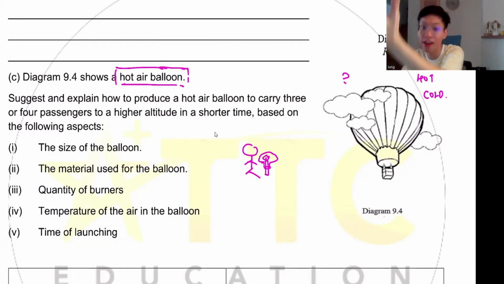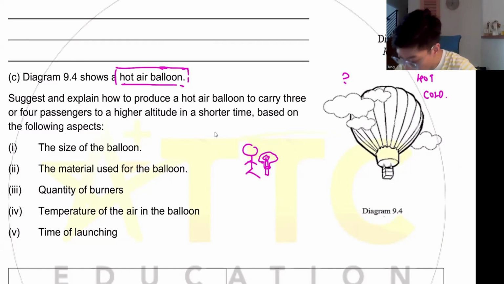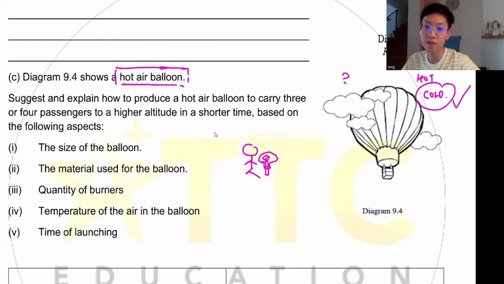In order for it to fly, your outside must be? The answer is the outside must be cold air. Okay, this can be quite surprising for some people. Why must it be cold air?